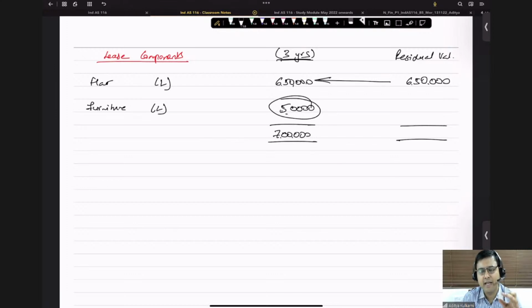Your allocation between lease components or between lease and non-lease components should purely and purely be on the basis of standalone prices. If standalone price not available, on the basis of fair value. If fair value not available, on the basis of residual value. Okay, that's it. Whatever is written in the agreement, whatever the lessor tells the lessee, all of that is going to be irrelevant. So are we clear with separation of lease components and separation of lease and non-lease components so far?